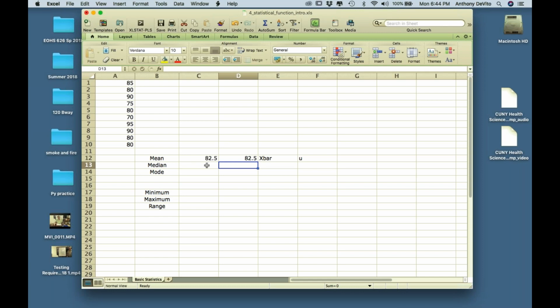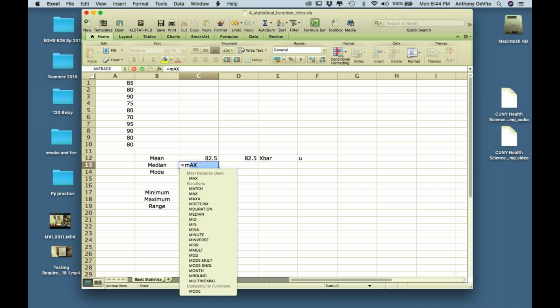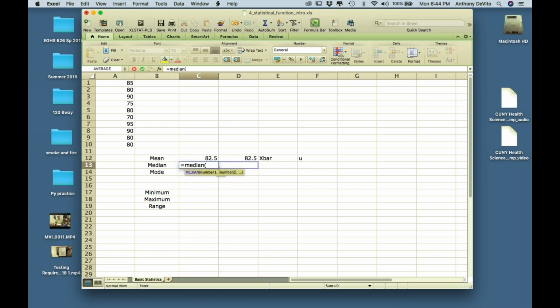Okay, so what about the median? Let's try median. Equals median, and parentheses, and sure enough, there's a function for median. And again, I'll just put these numbers in here. Okay, and the median is a little bit smaller than the mean. Interesting. Well, as we move forward, we'll learn more about that.